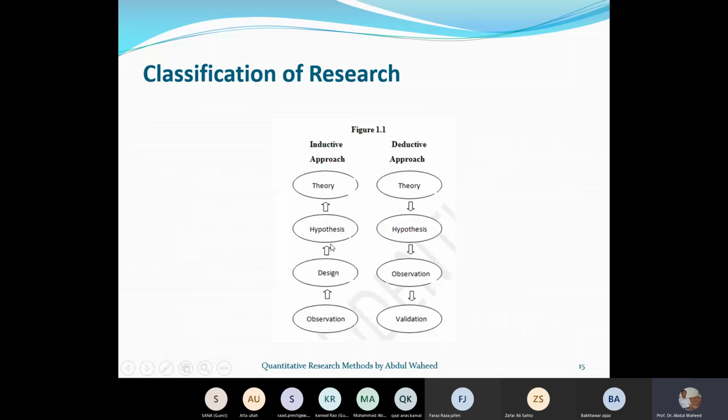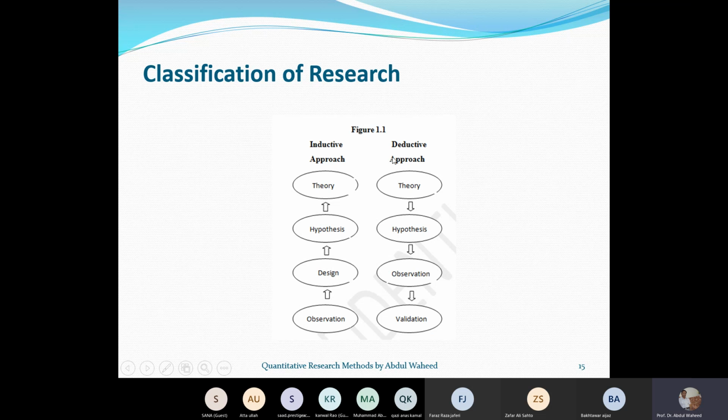So in the inductive approach, there is a bottom up approach. First we will get observation, we will make a design, we will discuss methodology and data and everything, then we will make our hypothesis and then we will finally come up with a theory. So this is the bottom up approach. And deductive is the top down approach.